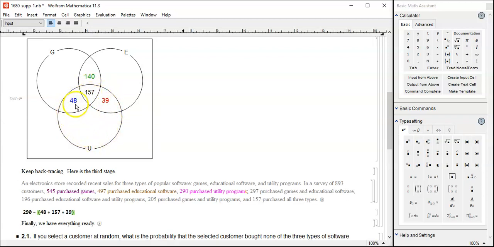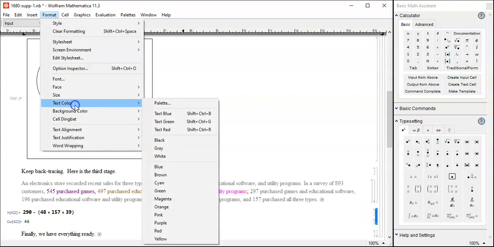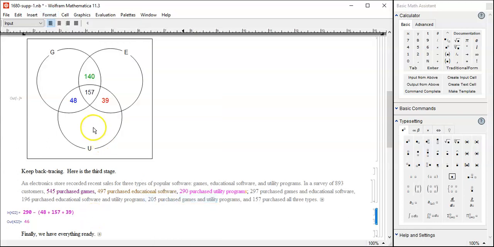Among this utility, 48, 157, and 39, those people are already counted. So subtract out, I'm going to get 46 people right here, where my mouse is right now. 46. Those people purchase only utility programs, no game, and no educational software, just utility. So that number, which I'm highlighting in pink, magenta rather, that's going to go to 46 right over here. You have two more to do.